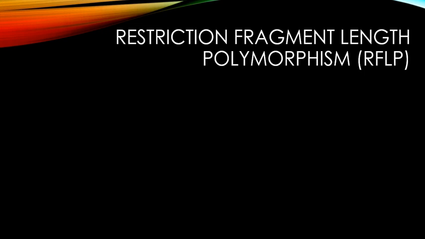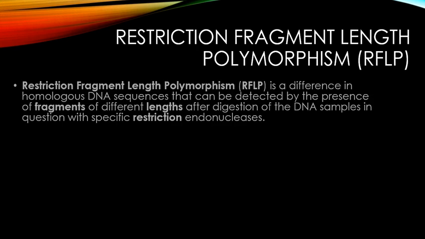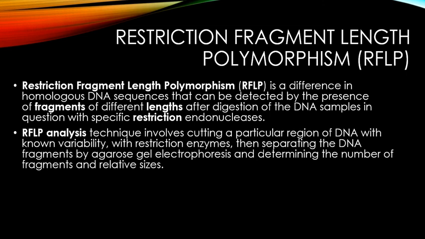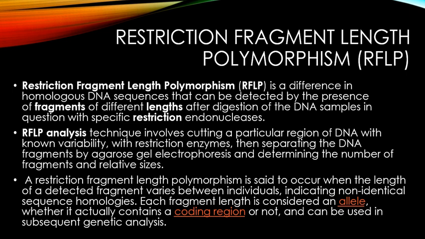Another very important topic to discuss is restriction fragment length polymorphism, or RFLPs. The RFLP is a difference in homologous DNA sequences that can be detected by the presence of fragments of different lengths after the digestion of the DNA samples in question with specific restriction endonucleases. This technique involves cutting special regions of the DNA with known variability with, of course, restriction enzymes, and then separating them by gel electrophoresis applied on agarose, which will determine the number of fragments and the relative sizes of these fragments.